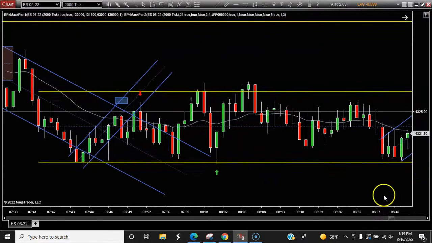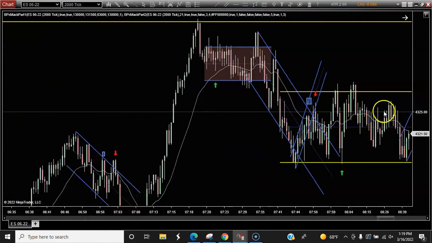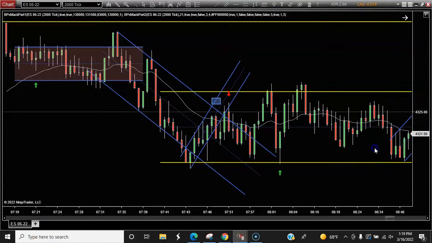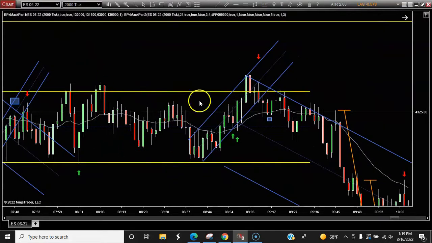So then we make a test. We didn't quite make it, but this looks like a double test, triple test. You might consider going long there. Probably finding support at these highs is what's happening. And then we're just chopping around and very congestive. I don't like this. But then this started to look like a channel up.